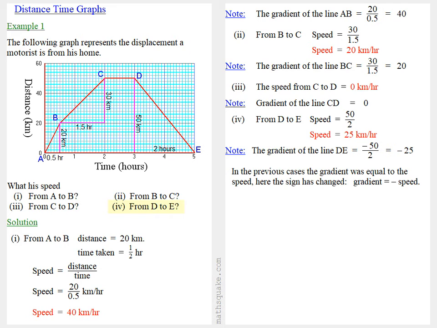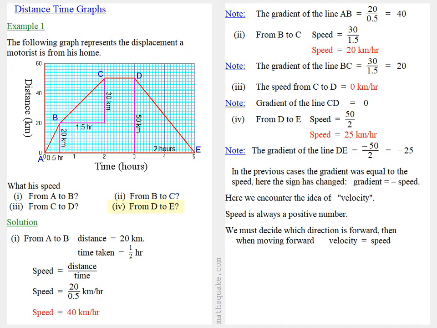Now in the previous cases the gradient was equal to the speed. Here the sign has changed. The gradient is equal to minus the speed. Here's where we encounter the idea of velocity. Speed is always a positive number.